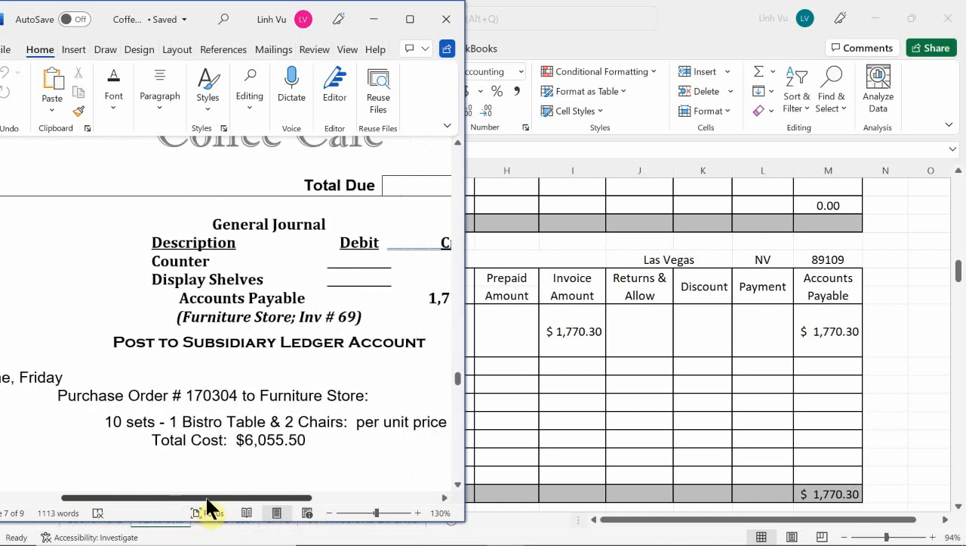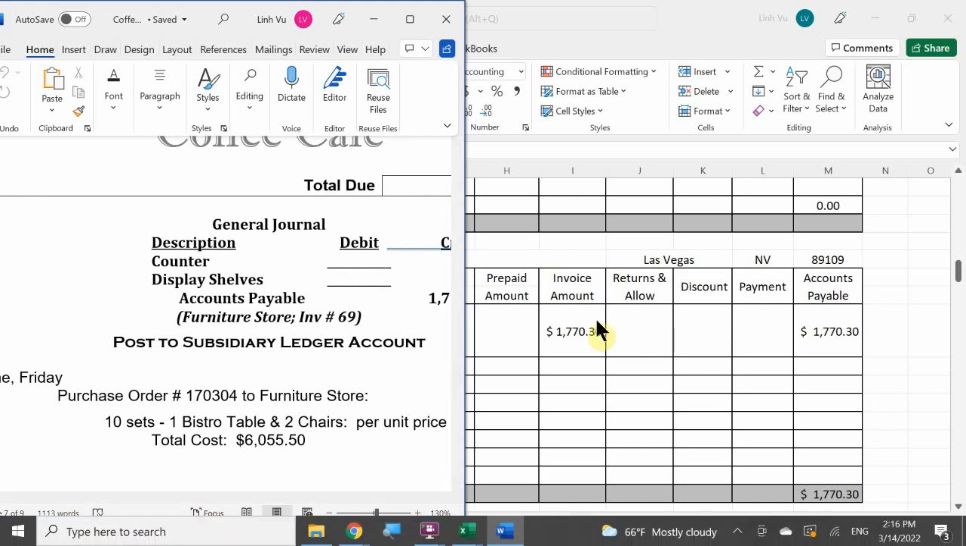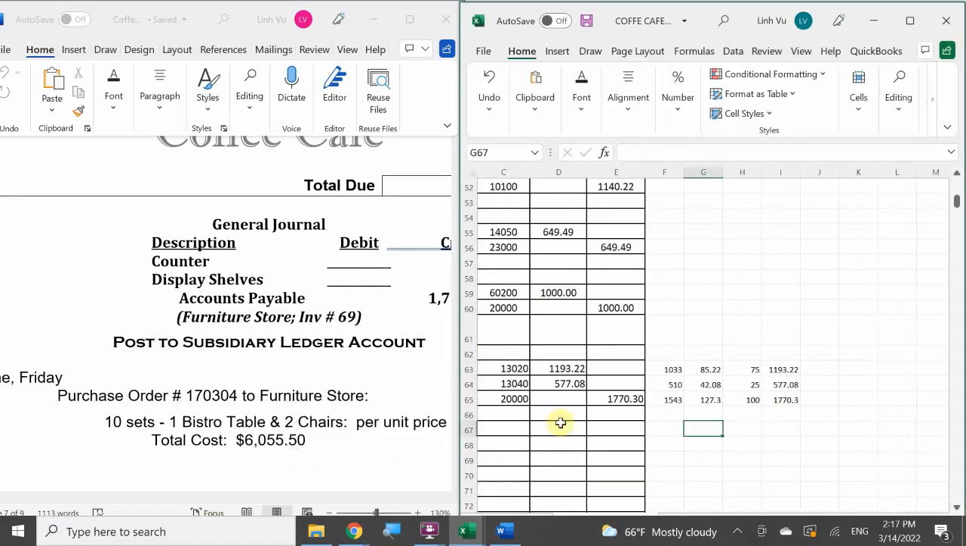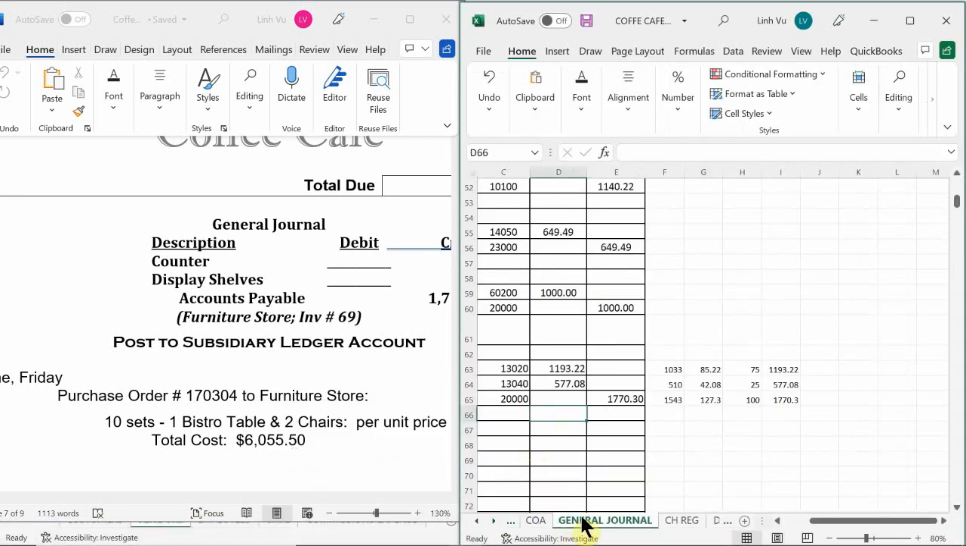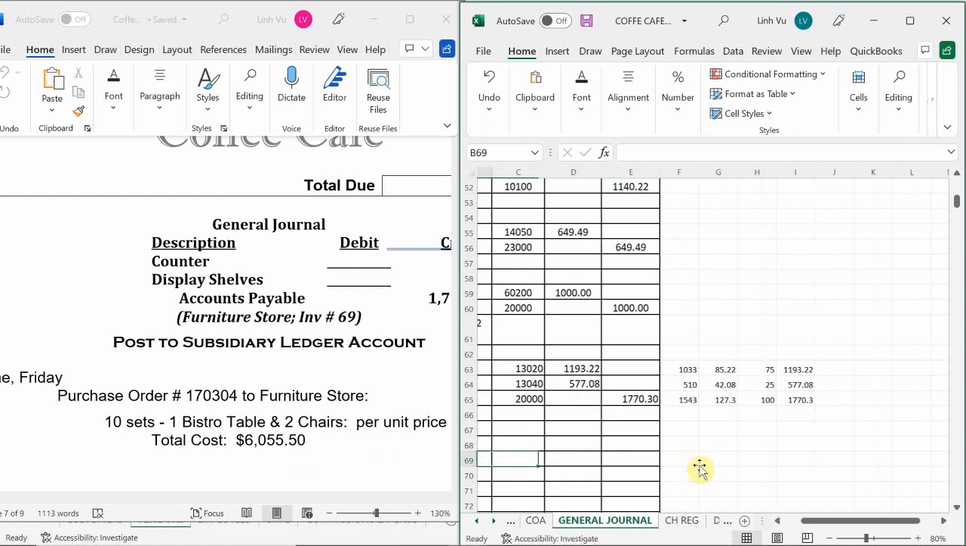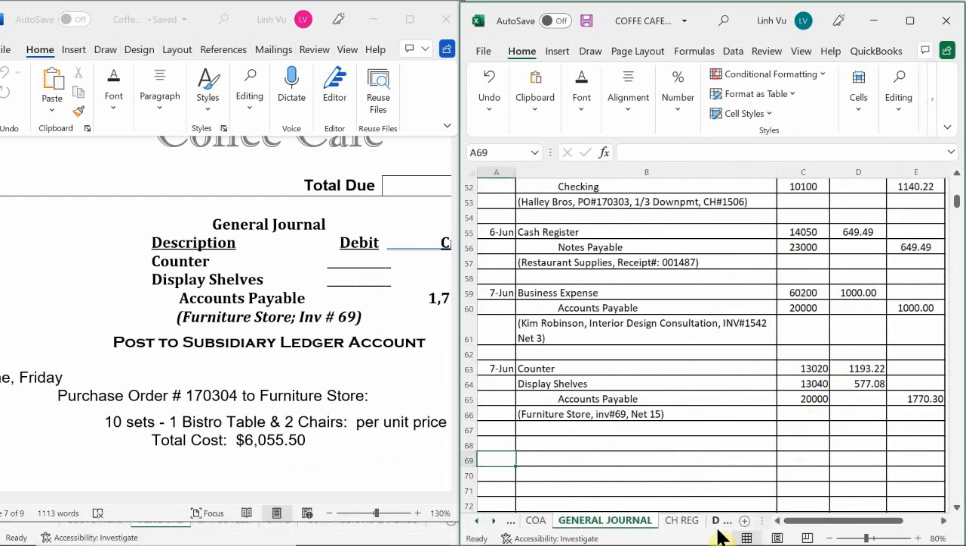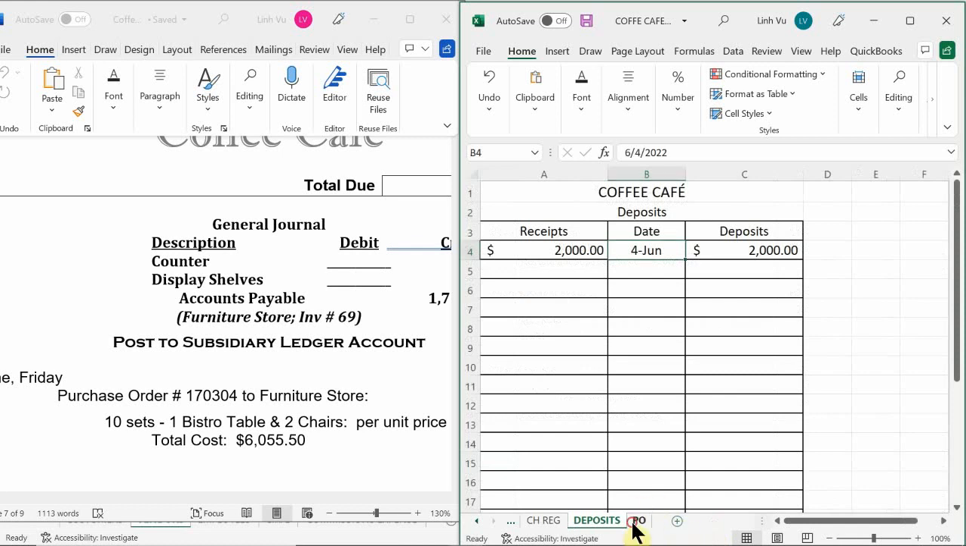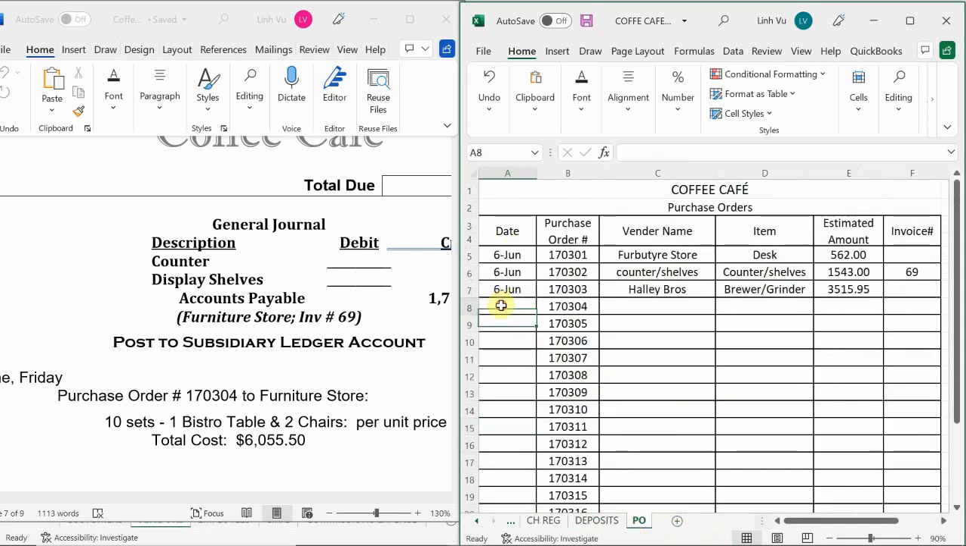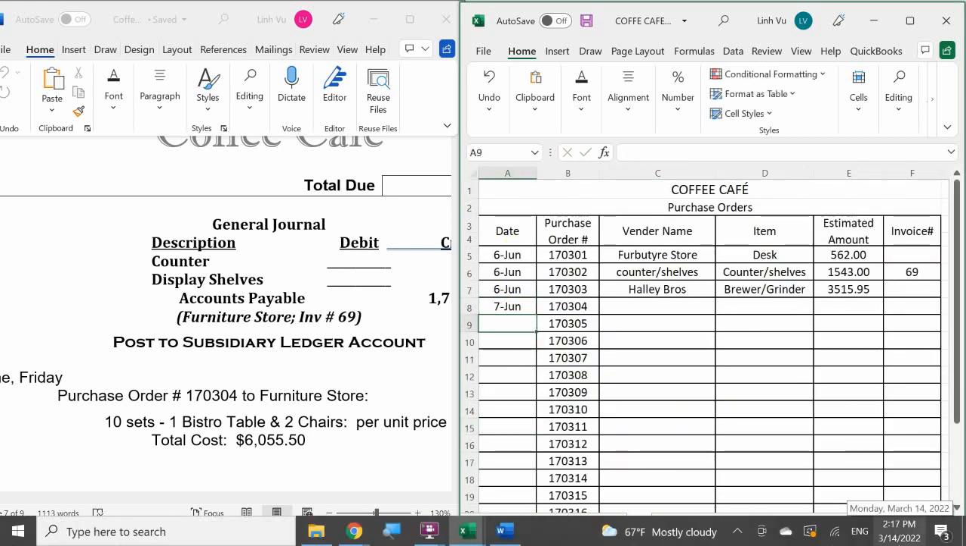Okay, so in this case, large purchase. This is just a purchase order. So what do we do with purchase orders? Log it into your purchase orders. Awesome. Okay, that's what we're going to do. Purchase orders. It is June 7.